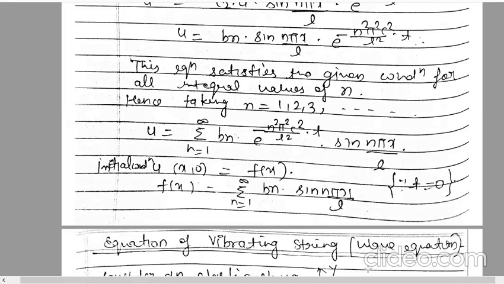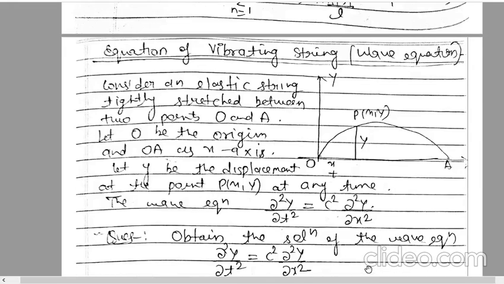Now the next topic is related to the wave equation. So first, what is the wave equation? Consider an elastic string tightly stretched between two points O and A. So this is your string, right? When you pull your string, after pulling you can see that it moves like a wave. Its displacement is y here. Let O be the origin and OA the x-axis. Let y be the displacement at point P(x, y) at any time t. So your wave equation is del 2y upon del t2 is equal to c square del 2y upon del x2.